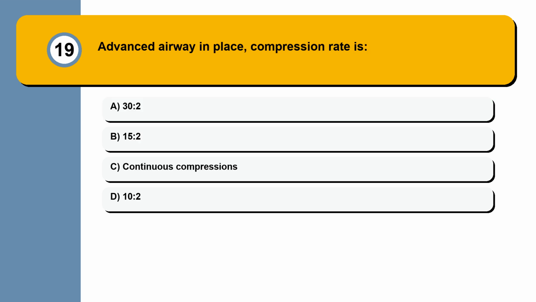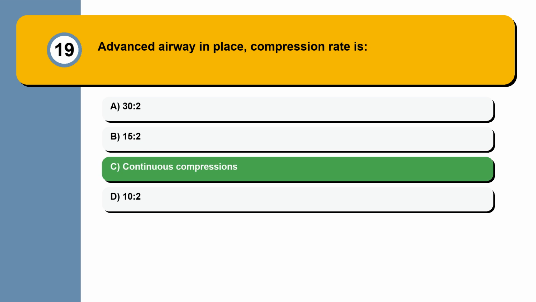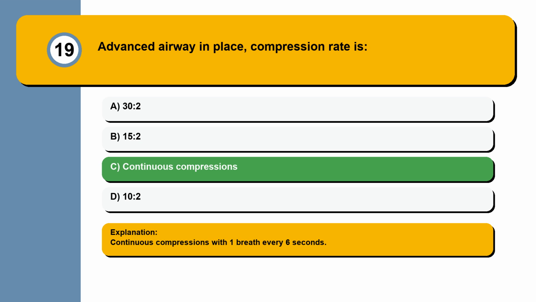Question 19. Advanced airway in place, compression rate is: 30:2, 15:2, continuous compressions, 10:2. Continuous compressions with 1 breath every 6 seconds.